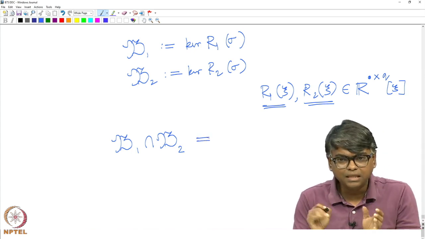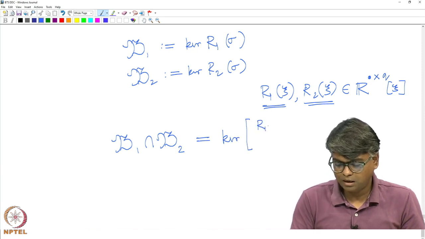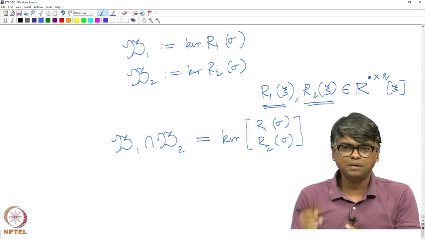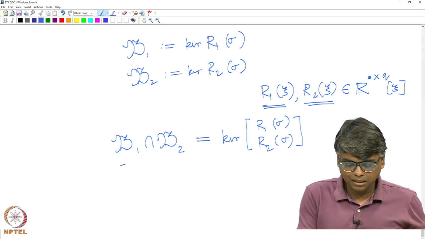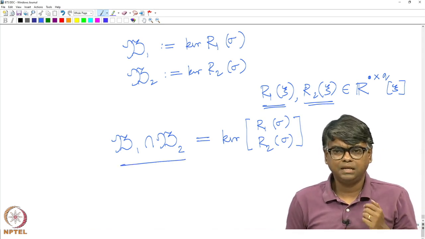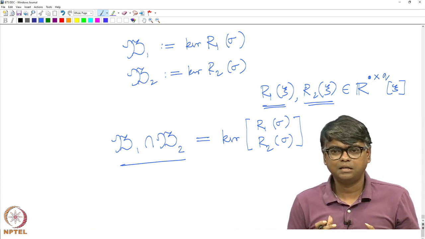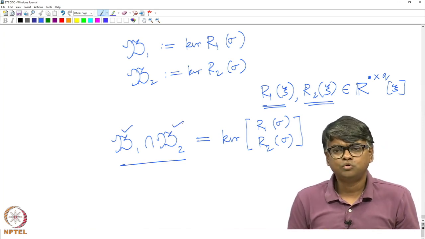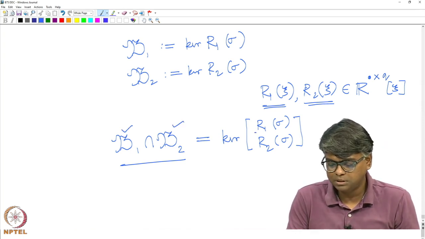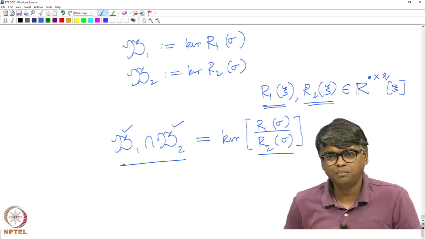B1 intersection B2, if you think about it, must be given by the kernel of this matrix, R1 sigma and R2 sigma written one after the other. It does not matter the order, but just write one below the other. Why is that so? Because any trajectory that must be in B1 intersection B2 must satisfy equations coming from R1, and in addition it must satisfy equations coming from R2, because it has to be in both B1 and B2. So to impose both, all you have to do is write all these equations one after the other, you list out all the equations.